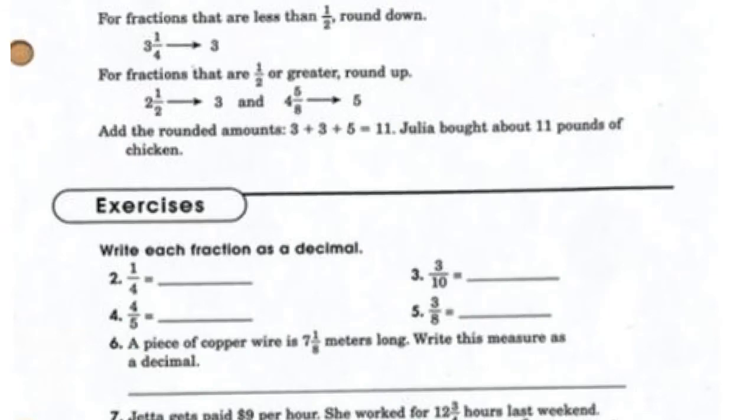Now it says for fractions that are less than 1/2, you round down. So 3 1/4 rounds to 3, 2 1/2 rounds up to 3, and 4 5/8 rounds up to 5. Then it says add the rounded numbers. So you have 3 plus 3 plus 5, which equals 11. Julia bought about 11 pounds of chicken. So there's really nothing to do in the guided practice.